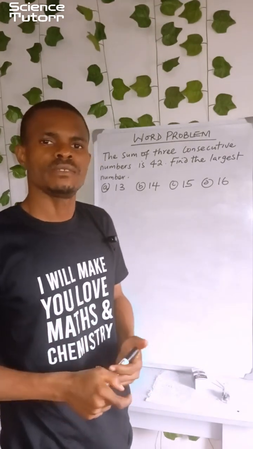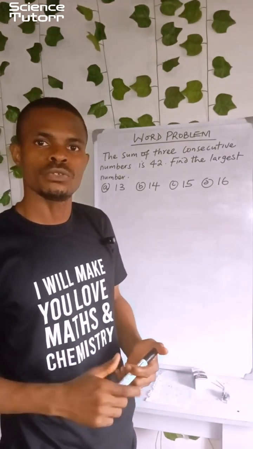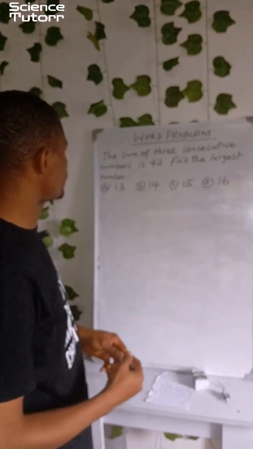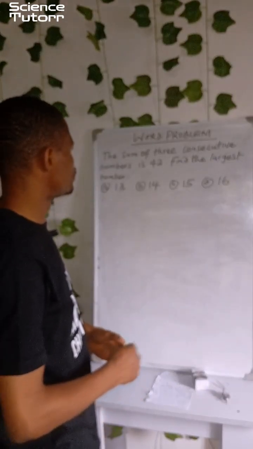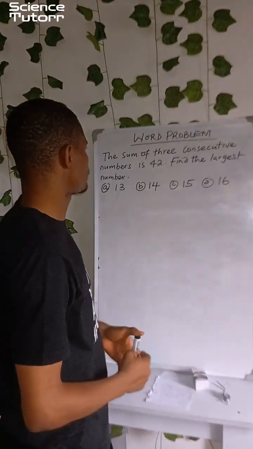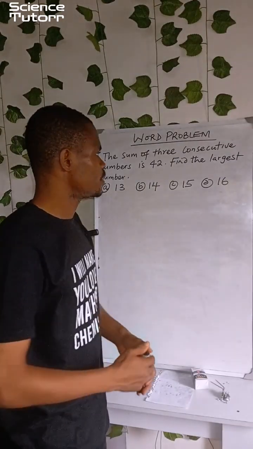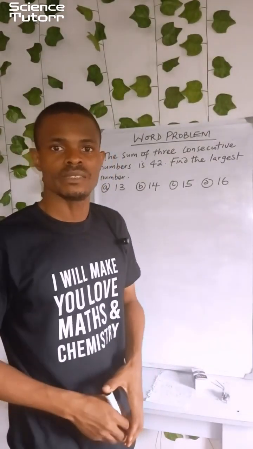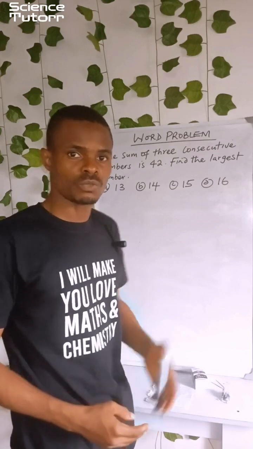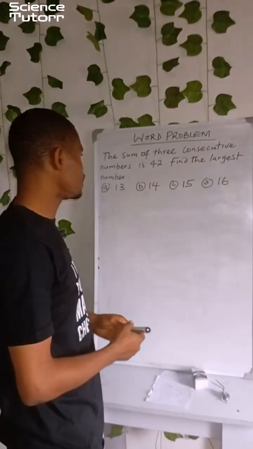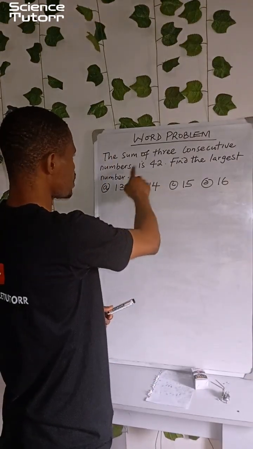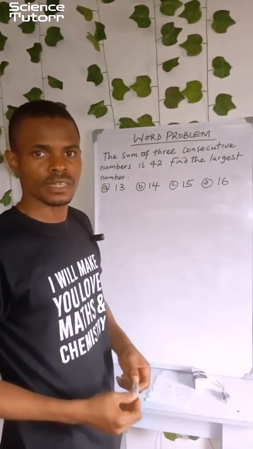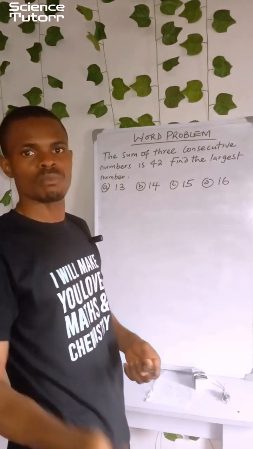Let us analyze the question on the board on the word problem. It says the sum of three consecutive numbers is 42. Find the largest number. Now, given a problem like this, how you get started is key. When I'm faced with such a problem, since the numbers are not known, I simply make a guess and make a suggestion by assuming the number to be x.